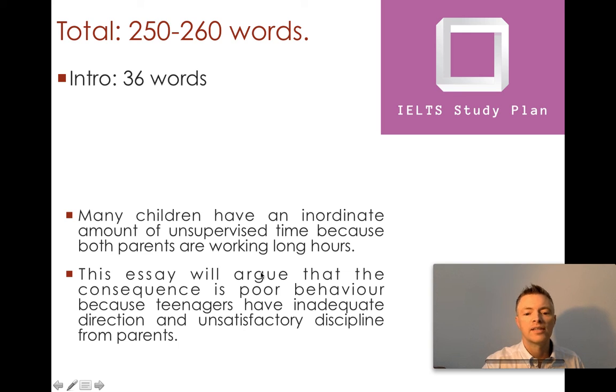Now, the thesis: this essay will argue that the consequence is poor behavior because teenagers have inadequate direction and unsatisfactory discipline from parents. So, inadequate, vocabulary, great word. Unsatisfactory, discipline, consequence, all these words, great words for your vocabulary. We use because again, maybe shouldn't really use because twice, but it's not the end of the world. We've used a complex sentence.